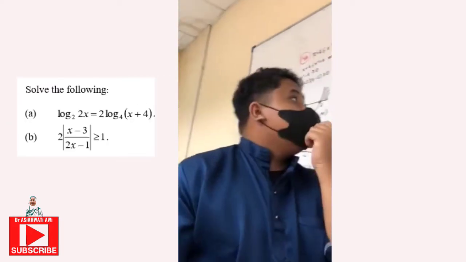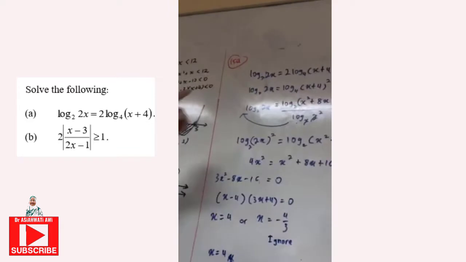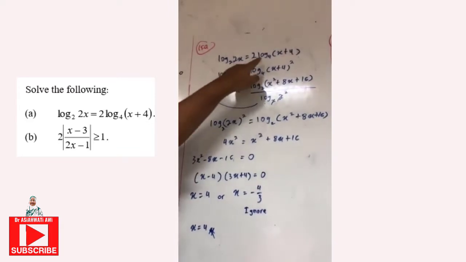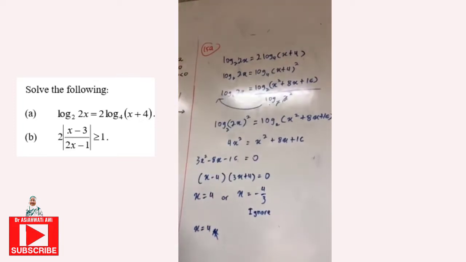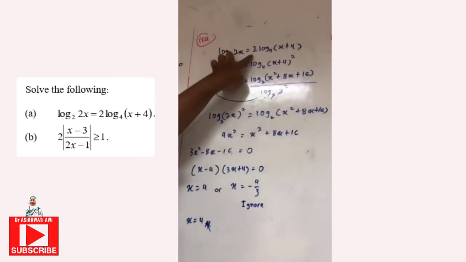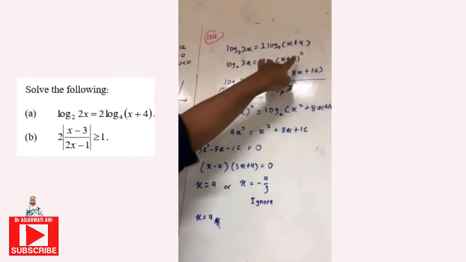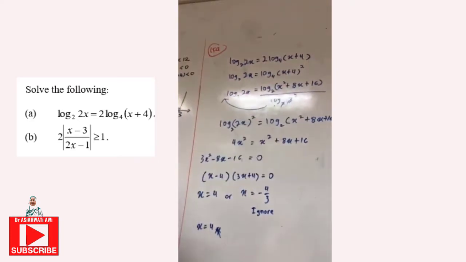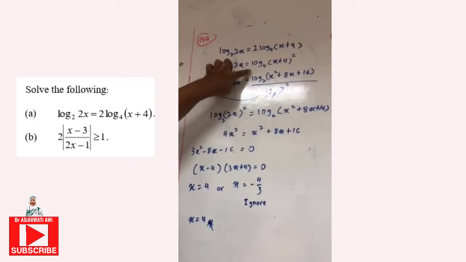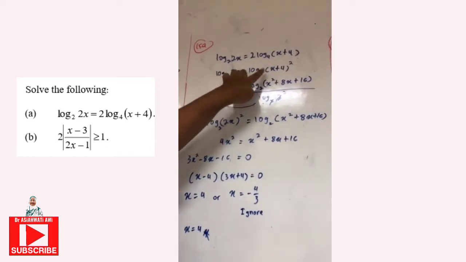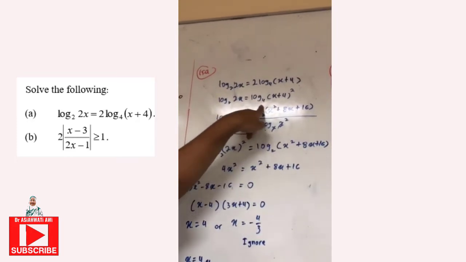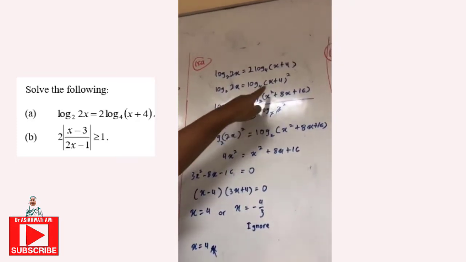Hello everyone. So the question gives log 2 to x, question A, equals to 2 log 4 x plus 4. So you know that here we can turn it into x plus 4 power of 2. So based on the rules, we can do log 2 x plus 4 square over log 2 4. So I already did this.